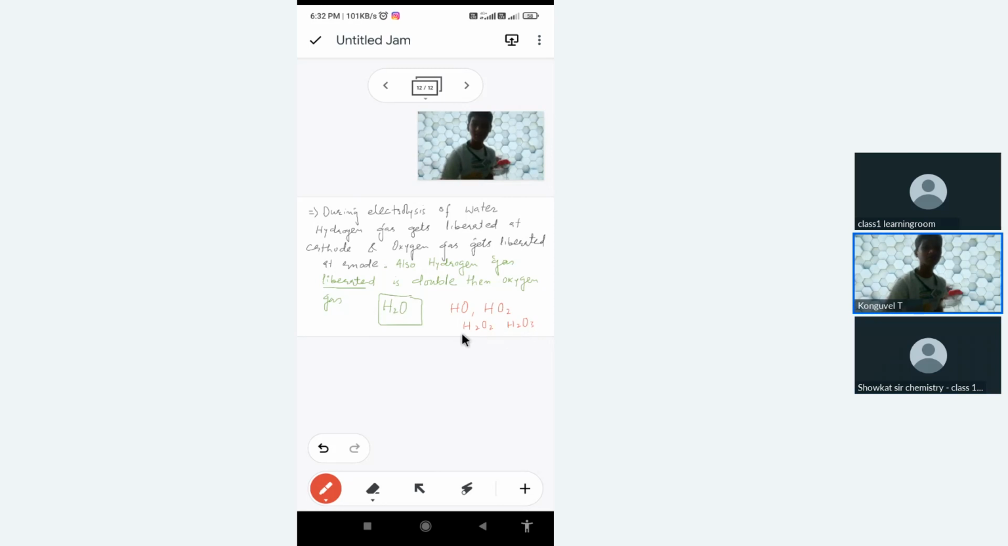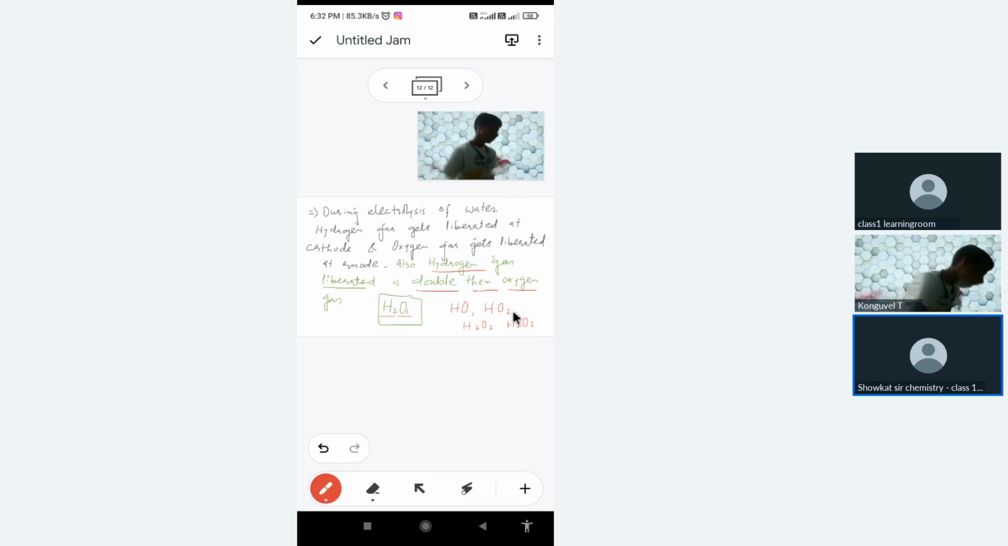Oxygen valency is 2. That is correct. But here experimentally, what we find is that hydrogen gas liberated is double than the oxygen gas. So that is why we write H2 and O1. So there's more hydrogen than oxygen. Exactly, H2 means it is liberated double, and we write O1. That means oxygen is half that as compared to hydrogen. Got it now?